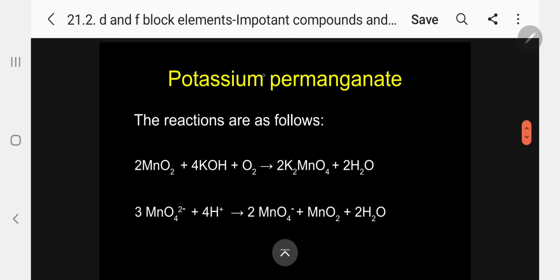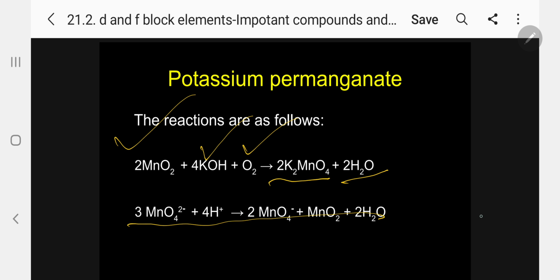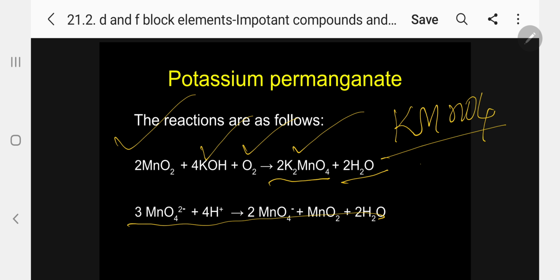Kindly follow. The reactions are as follows. First, 2MnO2, 4KOH and O2 give potassium manganate and water. This is the corresponding ionic form. Kindly follow. So what will happen now? This potassium manganate, kindly follow, this is the potassium manganate, K2MnO4. Kindly follow. Potassium permanganate is KMnO4.